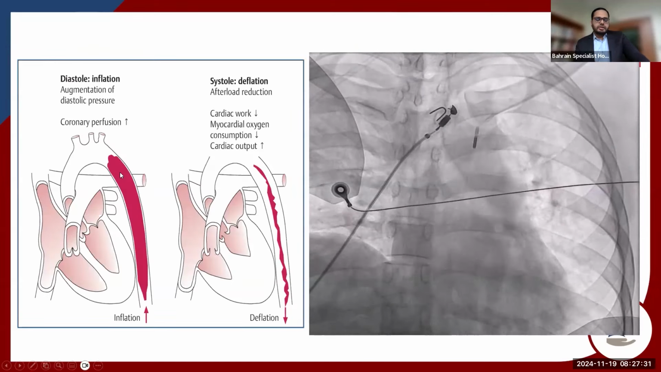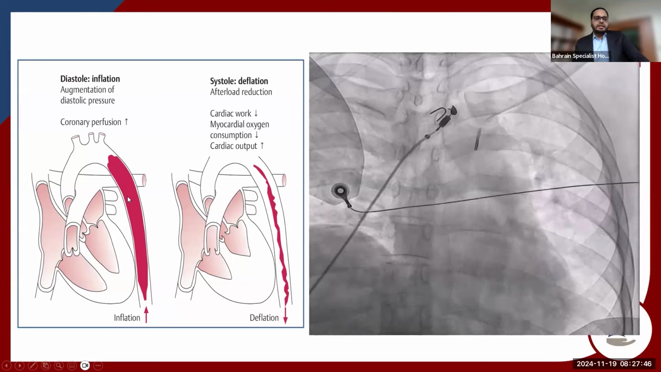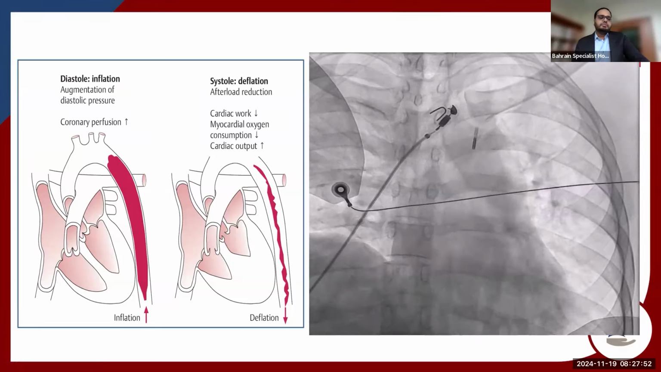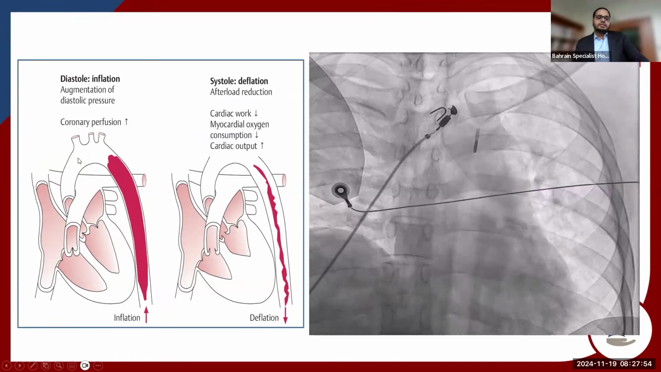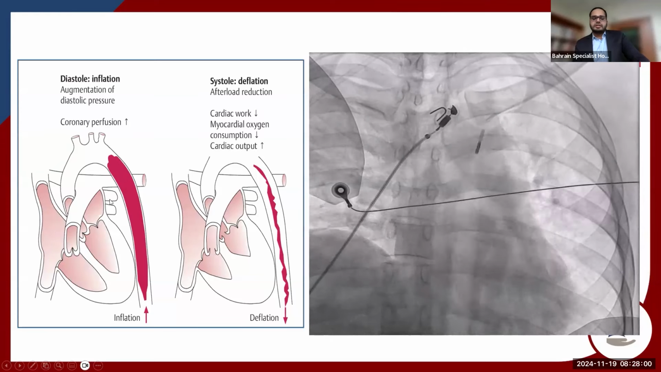So there is a balloon made of polyurethane that is accessed from the femoral artery. This balloon is positioned just distal to the origin of the subclavian artery because we don't want to compromise the flow into the subclavian artery. What happens is it inflates during diastole. So when the heart is relaxing, the balloon inflates. When the balloon inflates, the pressure in the ascending aorta rises, and that pressure is transmitted into the coronary arteries. So the coronary perfusion filling pressure increases.